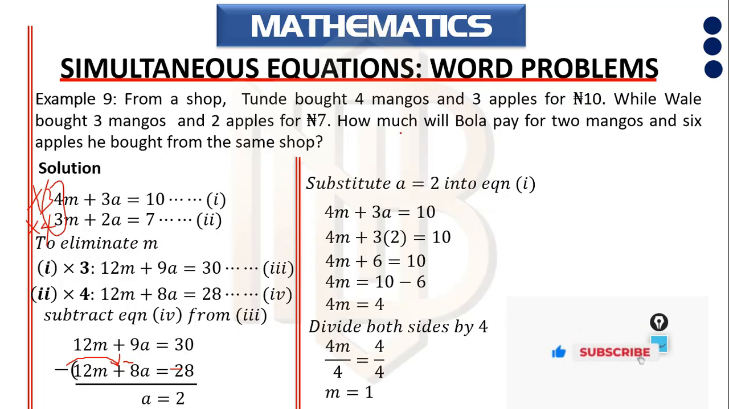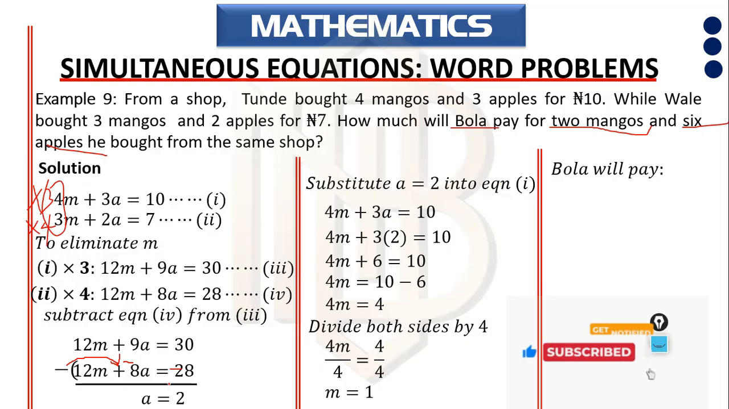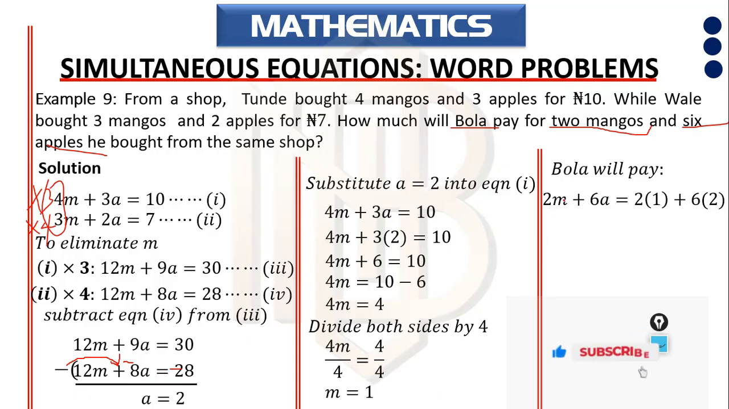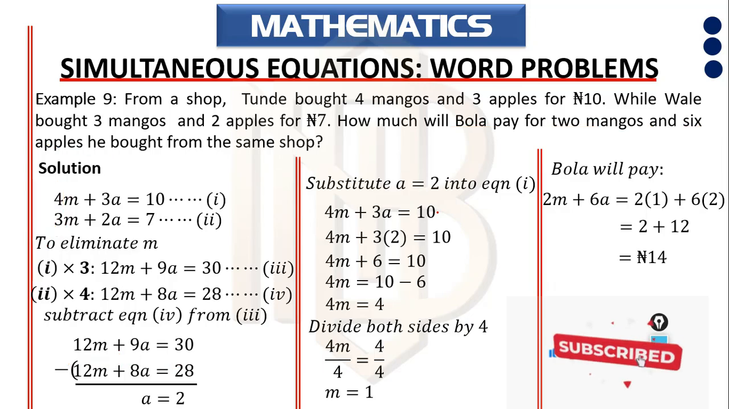Now look at the question. How much will Bola pay for 2 mangoes and 6 apples? We already know that 1 mango is 1 naira, 1 apple is 2 naira. So that means Bola will pay 2 times the cost of mango plus 6 times the cost of apples, which is going to be 14 naira. It's as simple as that.